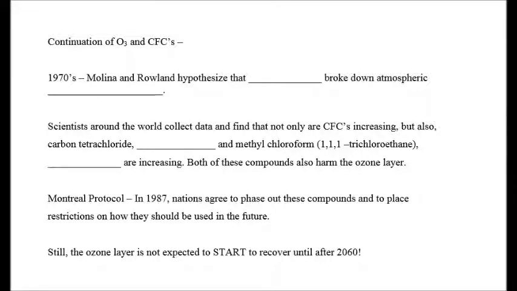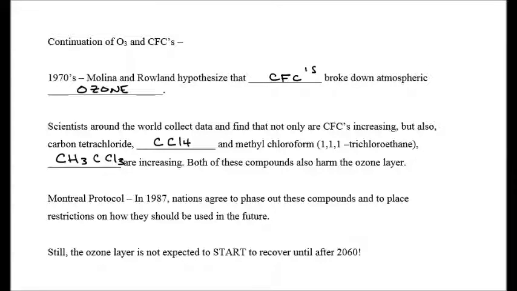So back to our story of the ozone layer. In the 1970s, scientists hypothesized that CFCs, chlorofluorocarbons, broke down atmospheric ozone. Scientists around the world started collecting data. They found out that not only CFCs, but also we use carbon tetrachloride, CCl4, methylchloroform, 1,1,1-trichloroethane, so it has the formula CH3CCl3, and we'll get into this later. We're also increasing, and both of these compounds also harm the ozone layer.